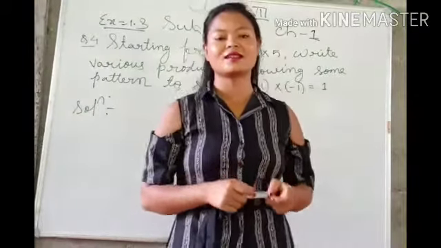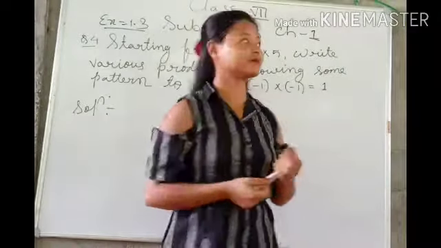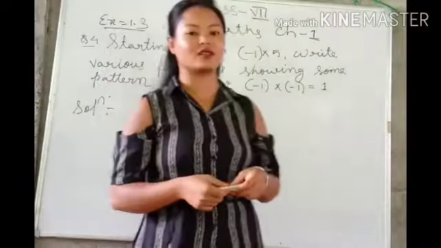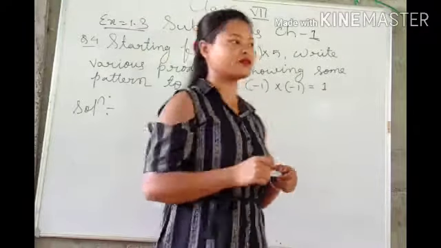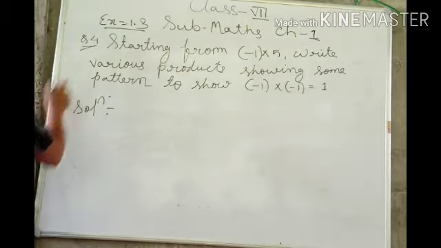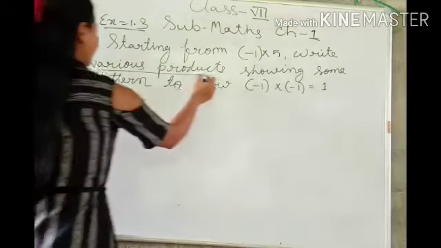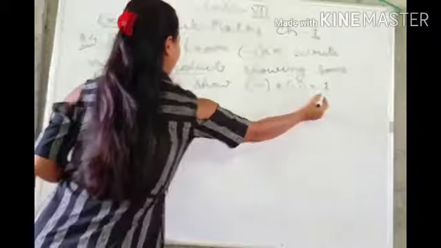In my last video I completed up to question number 3 of class 7 exercise 1.3. In this video I will cover question number 4 of exercise 1.3. So come to the question. What is the question? Starting from -1 into 5, write various products showing some pattern to show -1 into -1 equals 1.